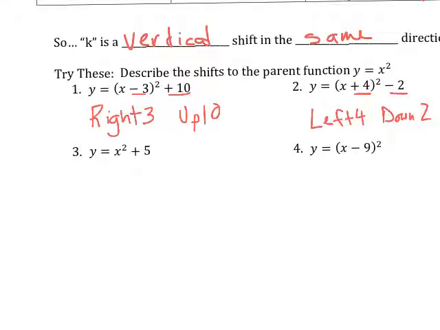Number 3, there's nothing inside the parentheses with the x squared, so there's no horizontal shift. But the vertical shift tells me to go up 5. Okay? So there's only one shift on that one.